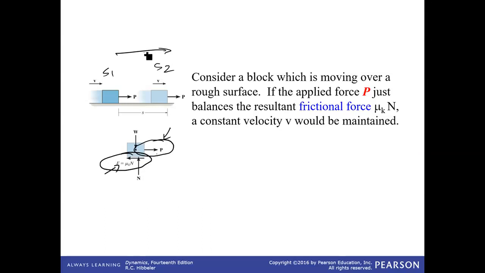Now, applied force and displacement are in the same direction, so work done by P is positive, but work done by friction is negative because friction acts in the negative direction. And there is no work done by W and N because they both are perpendicular to displacement. So whenever a force is perpendicular to displacement, the dot product of that is 0.